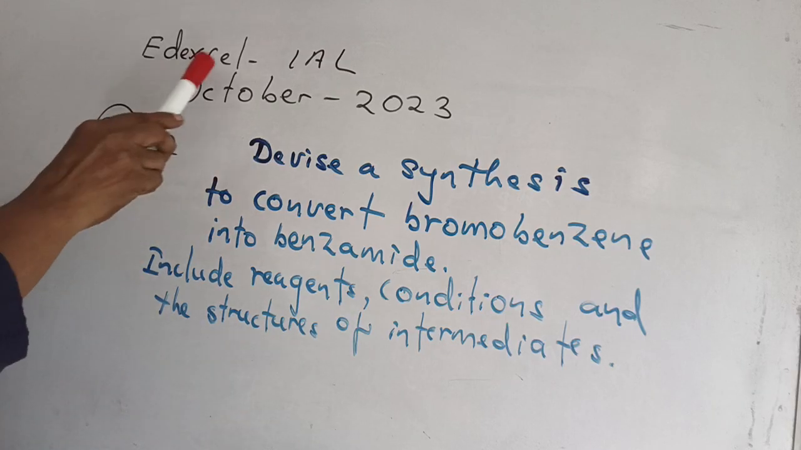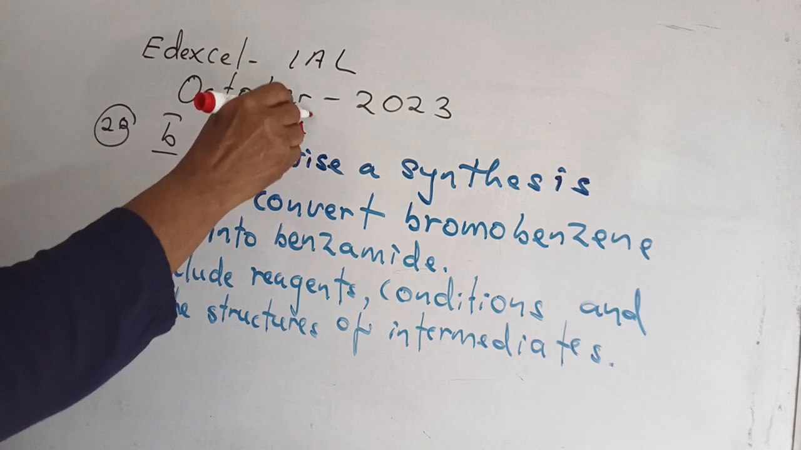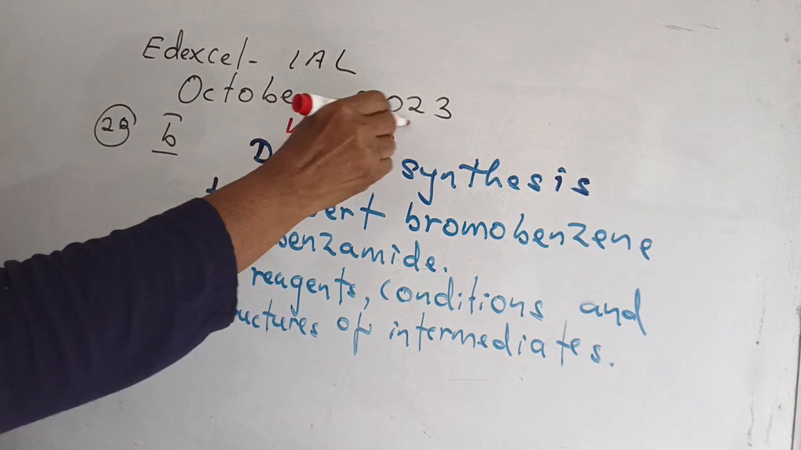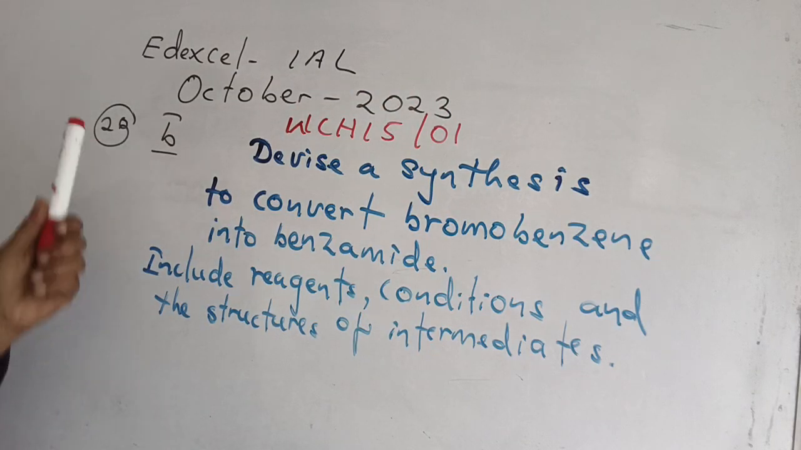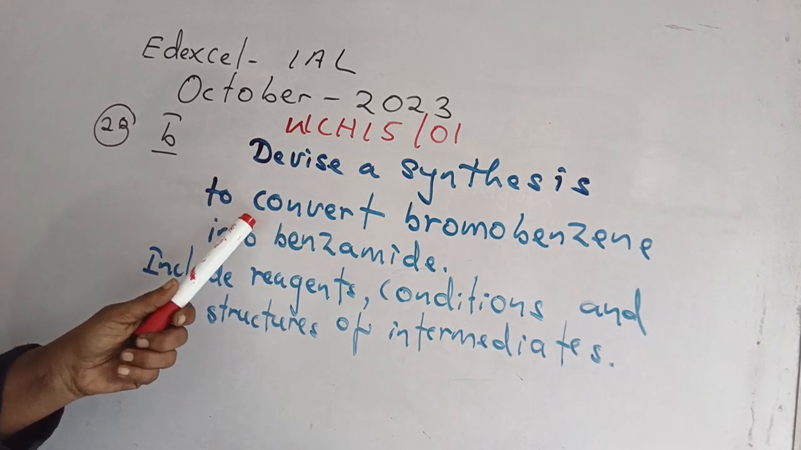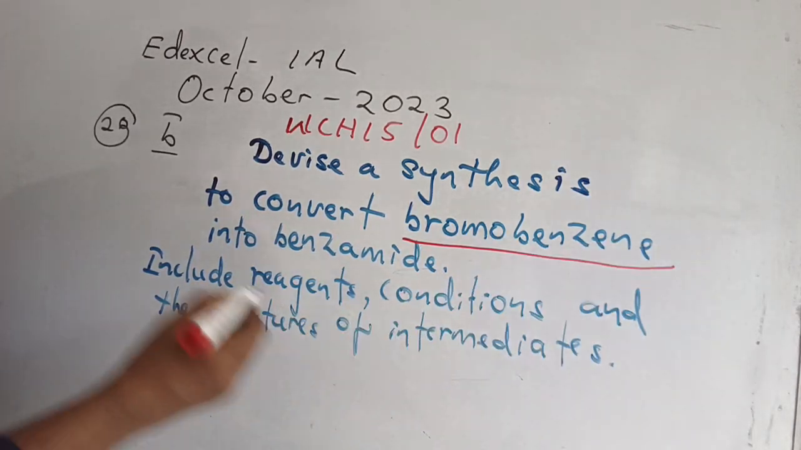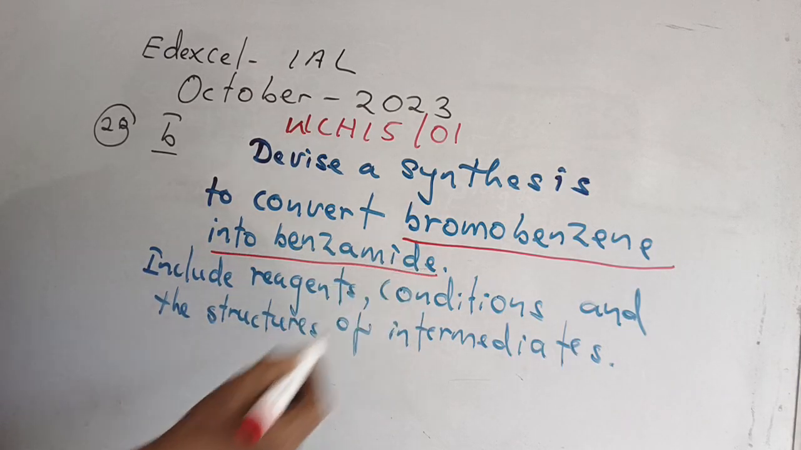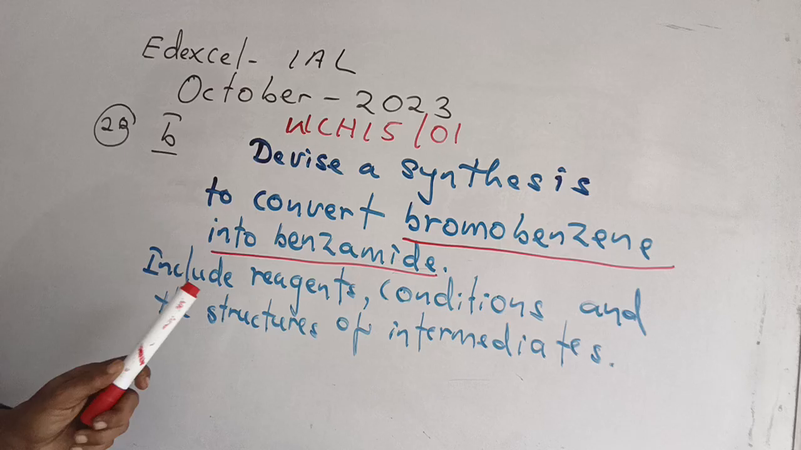I have taken an example from the Edexcel IAL October 2023 paper, question number 20. This is the WCH15 paper, the Unit 5 paper. Question 20 says devise a synthesis to convert bromobenzene into benzamide. It is very clear that you should understand what the reactant and the product are.